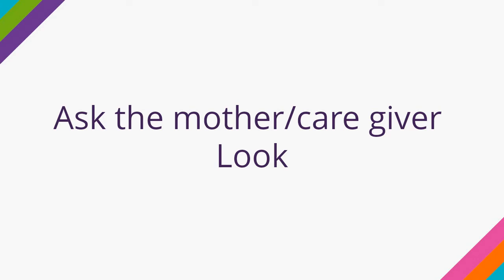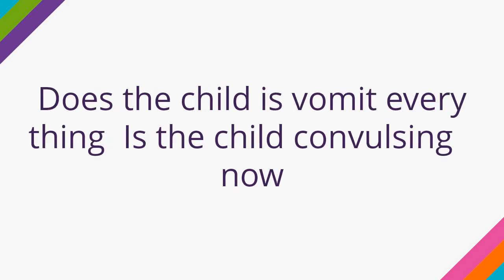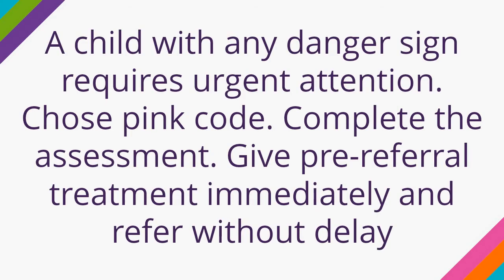Then D, you check for general danger signs. Okay, so how now do you check for danger signs? It's important that you know what we ask the caregiver, and what we look for. So what we ask is if the child is able to drink or breastfeed, or we can also ask, does the child vomit everything? And then the third question is if the child has had convulsions in this illness. Then what we can look for as general danger signs include seeing if the child is lethargic or unconscious. And then the second part is seeing if the child is convulsing at that moment.